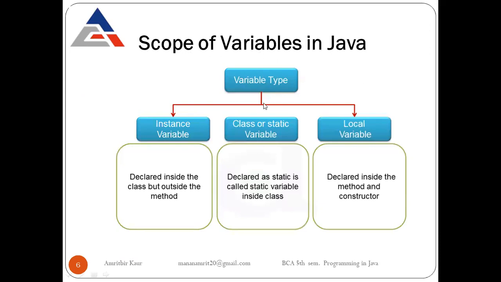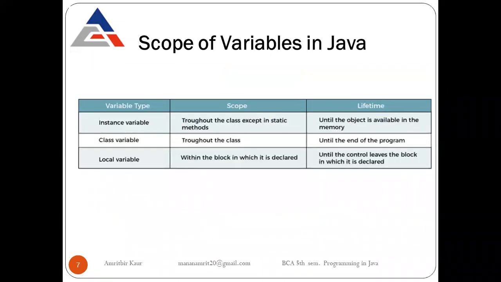So we have three types of variable. First one is the instance variable, which we declare inside the class but outside the method. Then the class or static variable, where we declare our variable as static inside the class. And the local variable, where we declare and define our variable inside a method or a constructor. So the scope of these variables is different as per their type. Now let us understand the scope of variables.